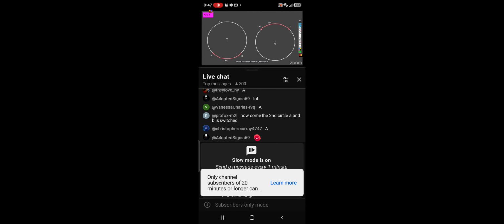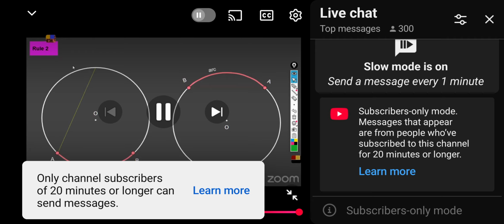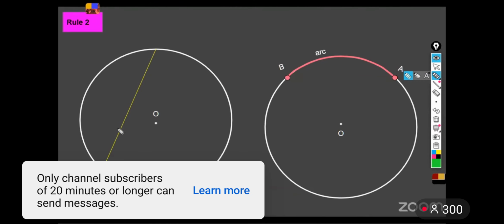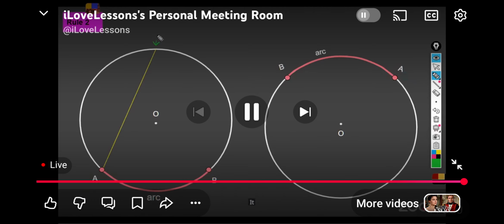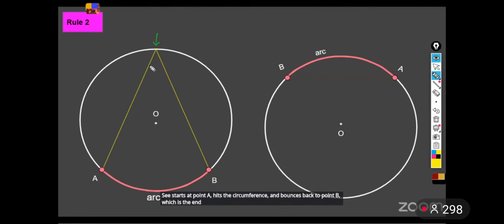So what's going to happen? It's going to start off just like rule 1. I'm going to draw a line. Look at that yellow line. It starts at point A. It hits the circumference again, just like rule 1, and it's going to bounce back to point B. See? Starts at point A, hits the circumference, and bounces back to point B, which is the end of the arc. There must be an angle here.